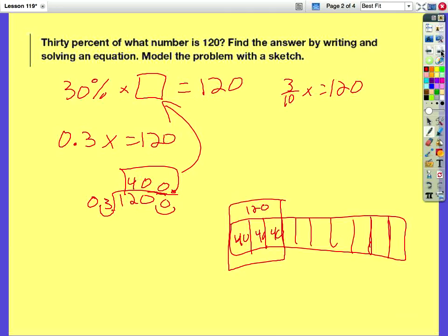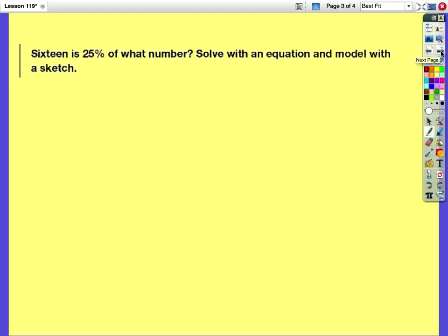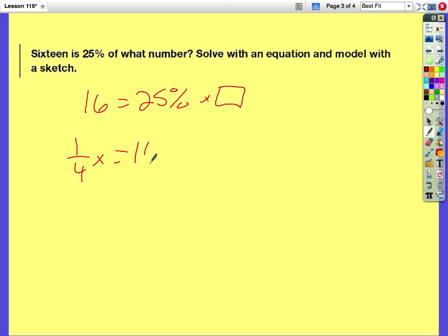So that's one example. Here's another example. It says 16 is 25% of what number? I'm going to switch these around, just to make it easier to read. So we have 25% times what is 16. I'm going to do a fraction because I like fractions, they're easier. So I have 1/4 times what is going to be 16.